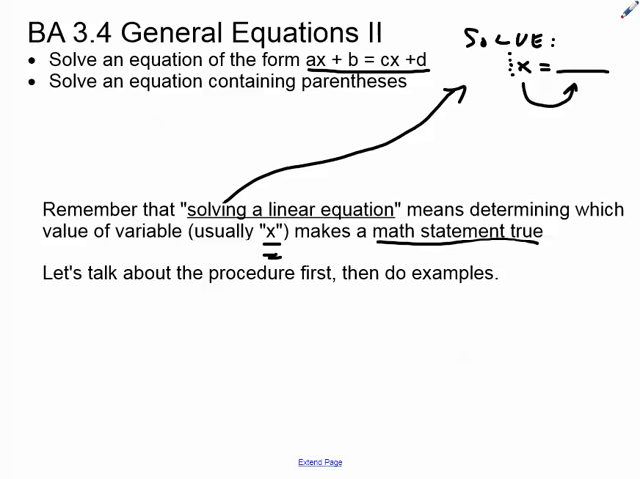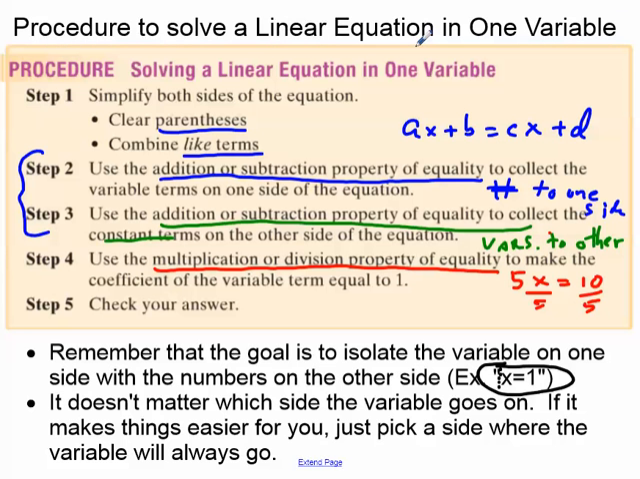Alright, once again, we are talking about general equations and how to solve general equations, especially two-step equations that might look something like this: Ax plus b equals cx plus d. If we've got variables on both sides and numbers on both sides, what do we do? Alright, here are our steps.